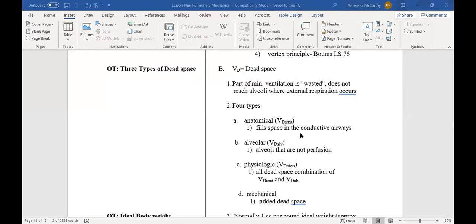It is the air that fills the space in the conductive airways. That's anatomical dead space. Nothing wrong with that. That's how we were made, right? It's not something saying that it's negative. It's just that anatomically, it does not participate. There is no gas exchange in the trachea. There is no gas exchange in the left and right mainstem bronchus. There is no gas exchange in the bronchi, bronchioles, terminal bronchioles, right? And there's no gas exchange there, simply by anatomy. But when we get into the respiratory bronchioles, then we start seeing gas start to exchange, okay? So anatomical is the first one.